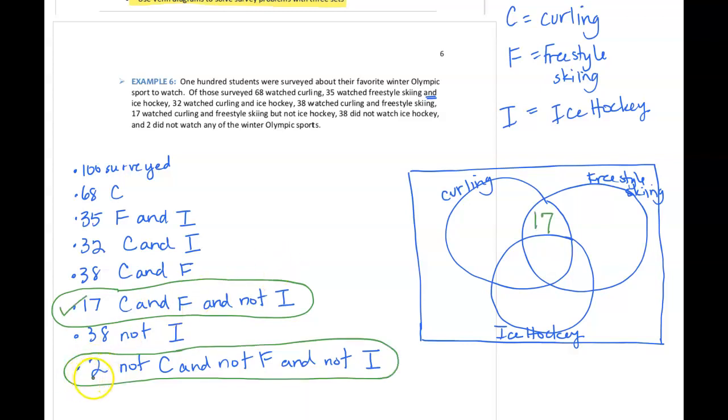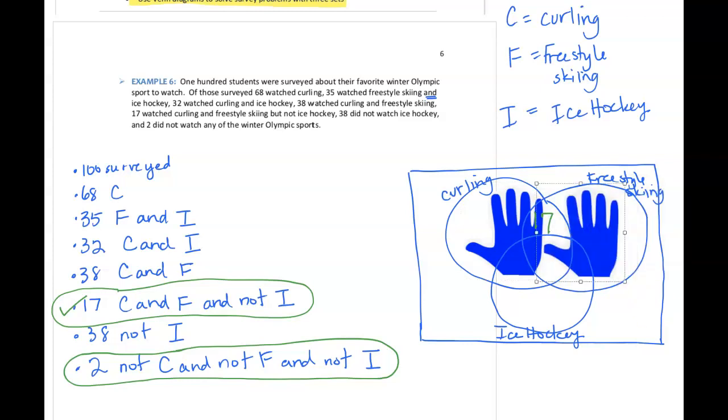The last one: 2 people did not watch curling, did not watch freestyle skiing, and did not watch ice hockey. You might know already that that is going to go outside all three sets, but we could also use our hand to hide the curling spaces, the freestyle skiing spaces, and the ice hockey spaces. Those 2 people would go in the 1 space that's not covered. Again, we can move our hands and check off that that statement was used.